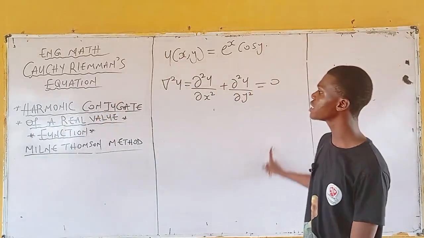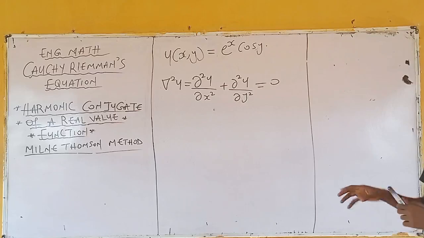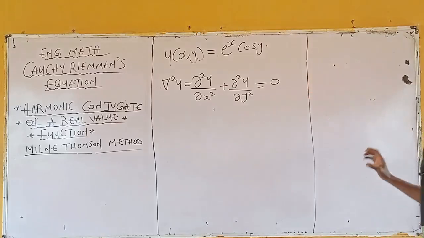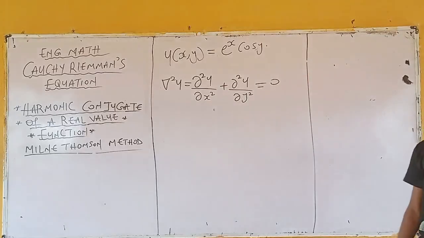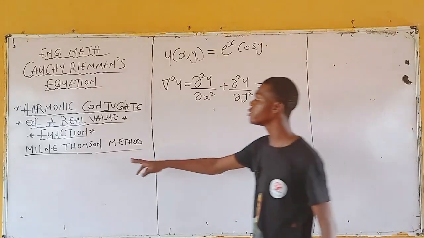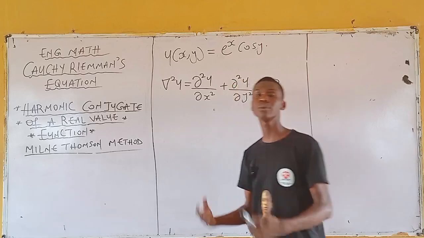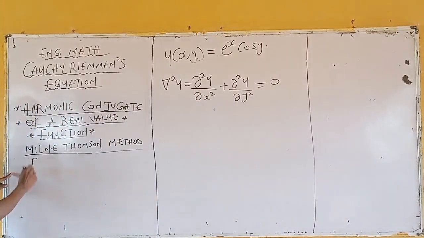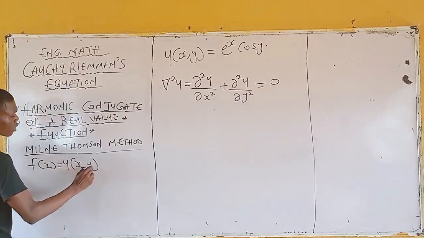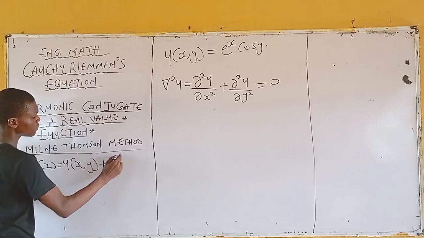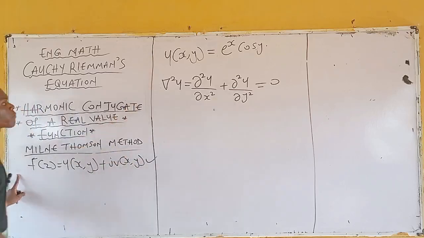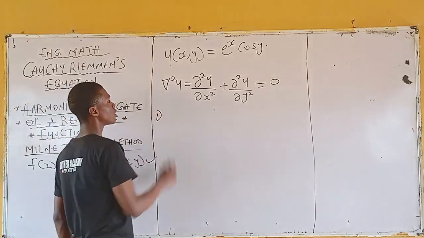Now, let's find the conjugate, meaning we want to substitute the given function and the conjugate to get our analytic function. But we are using Milne-Thomson method, which will enable us to find f of z directly. So I'm going to get f of z, which is equal to u as a function of x, y, plus jv as a function of x, y directly. Now, from here, what's your first step?